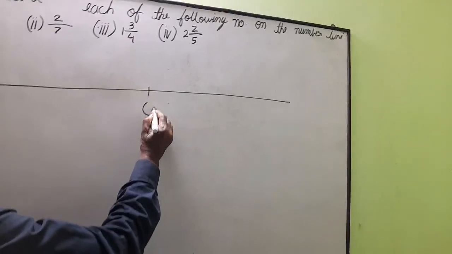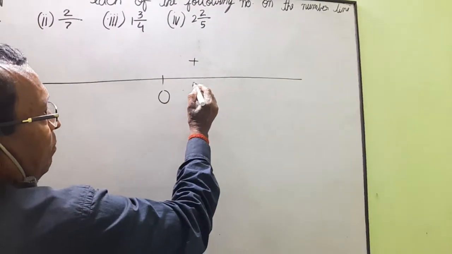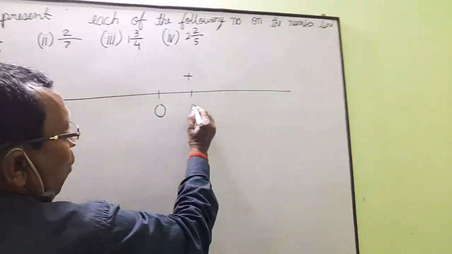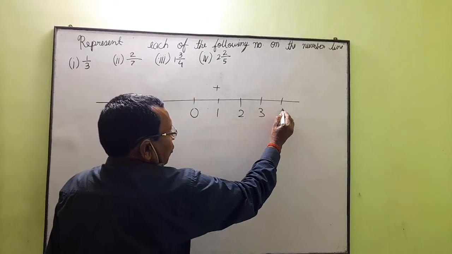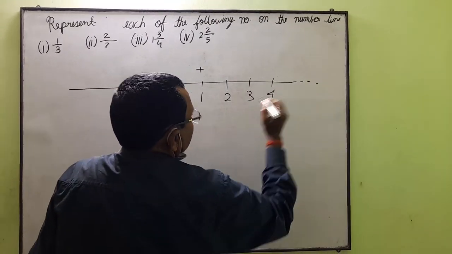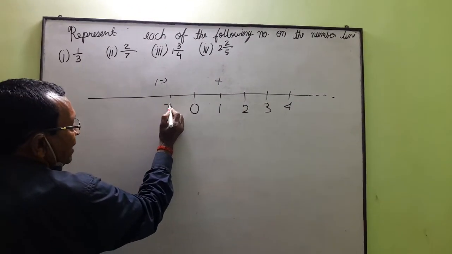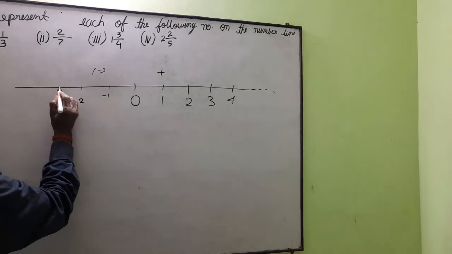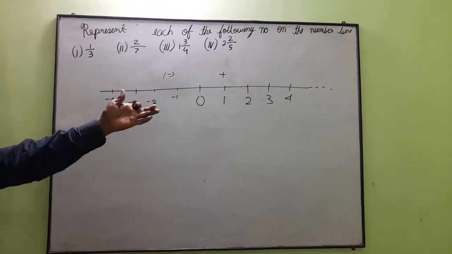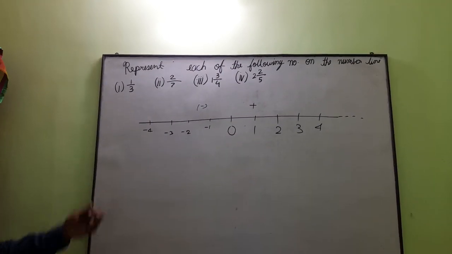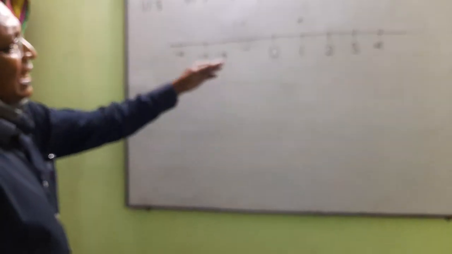Suppose it is 0. On the right side, it will be the positive integers 1, 2, 3, 4, dot dot dot. And on the left side, it will be minus: minus 1, minus 2, minus 3, and minus 4. This is the basic idea when anybody says number line. So the number line is like this.